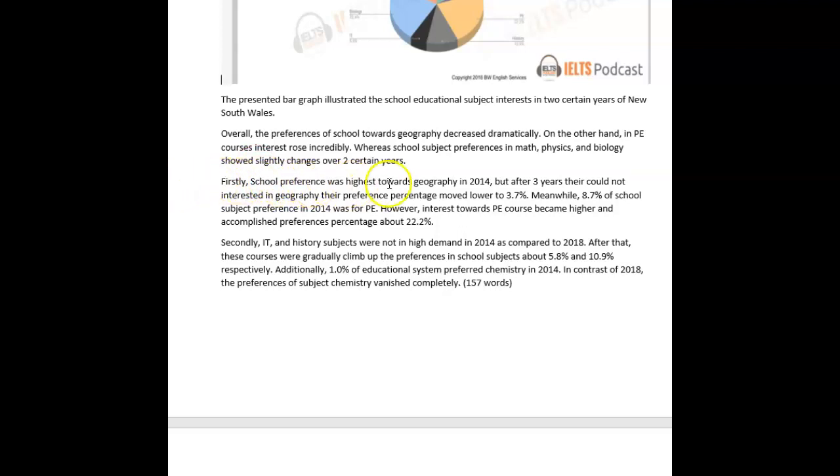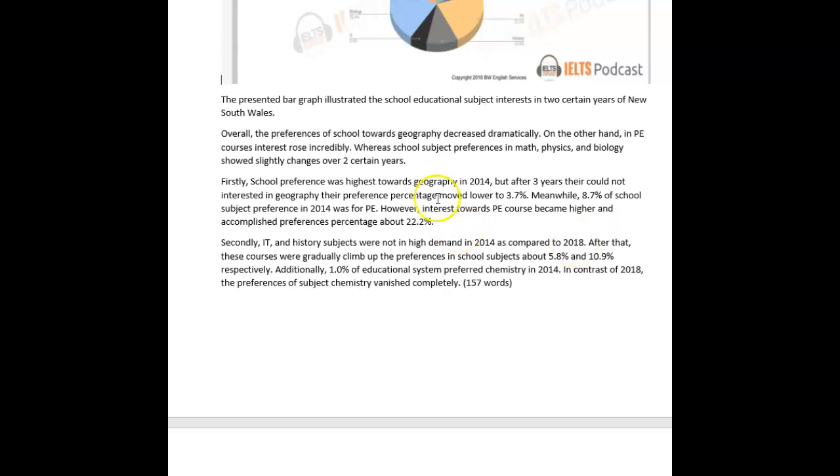Firstly, preference was highest towards geography in 2014, but after 3 years, there could not interested in geography. Their preference percentage moved lower to 3.7. Now here, unfortunately, because of the grammar, the sentence has become incoherent. I don't know who this there is. It's rather confusing. So we're going to have to clean it up a little bit.